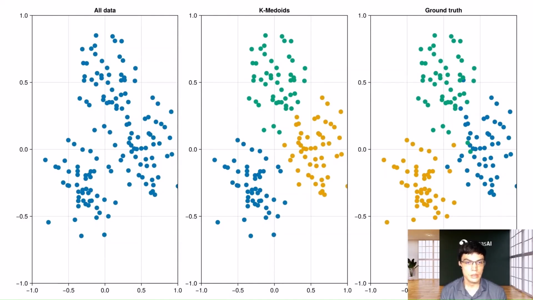Here I created an example to show how k-medoids can work in some cases. On the left is artificial data that I generated through 3 normal distributions, one concentrated at the top, one on the right, and another one on the bottom left. And in the middle, you can see the results from k-medoids, how we decided to assign points to the 3 clusters.